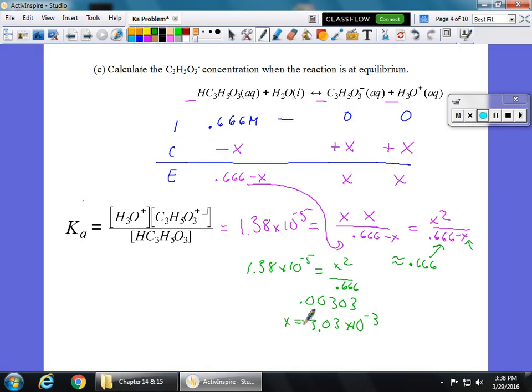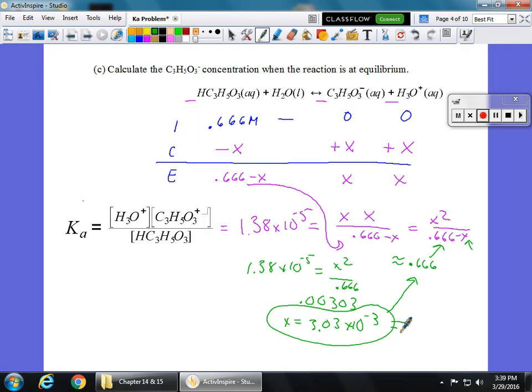Now, is that okay to do? Can we assume that that x is 0? Well, a quick way to do that is to check the 5% rule. You take this x value and you put it over the 0.666 and check to see what the actual percent dissociation is. And that's what we're going to look at really in the next two parts. So I'm going to stop there. This is how we find our x. And in part 2, I'll come back and talk about the pH and the percent dissociation.